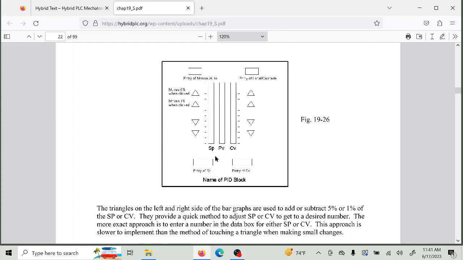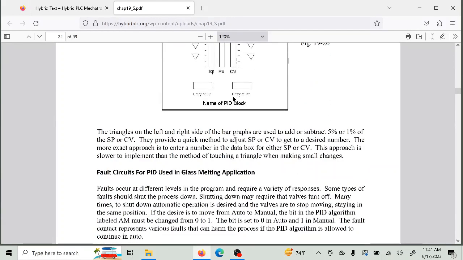Same way over here, I could enter the set point directly, or I could juggle a set point by just clicking on this right here. This would be 1% or 5% down, 1% or 5% up. Now these little triangles are not necessary, but they really do make it easier for somebody to change the set point, or in manual mode to change the output direct. This was the going from auto to manual. This was going from local to cascade.